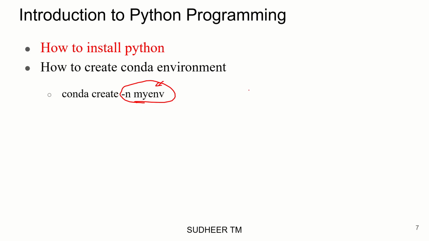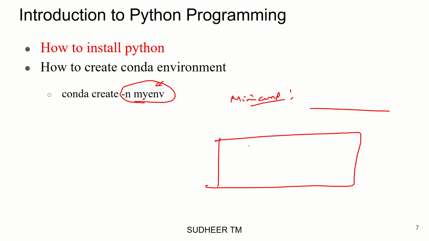After installing Miniconda, we open it by searching for Miniconda in the search bar. It will open a Miniconda terminal. Just click it, and it will open with a terminal showing something like C:/ and your user profile. Then you need to type conda create space minus n my environment.